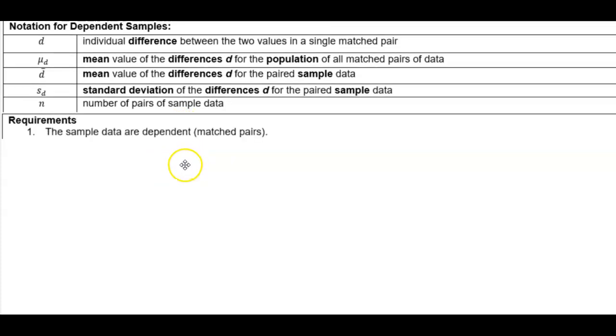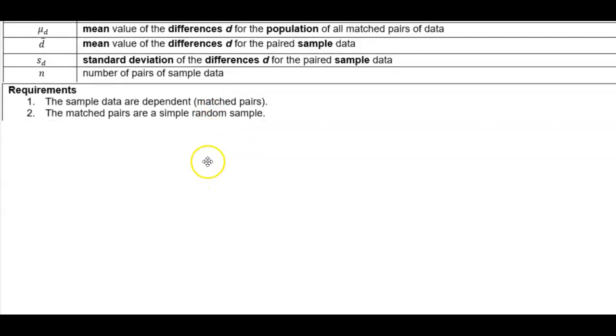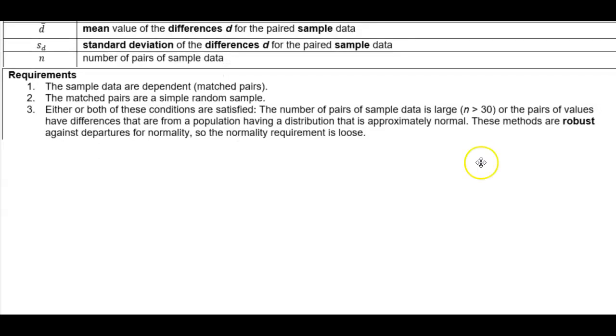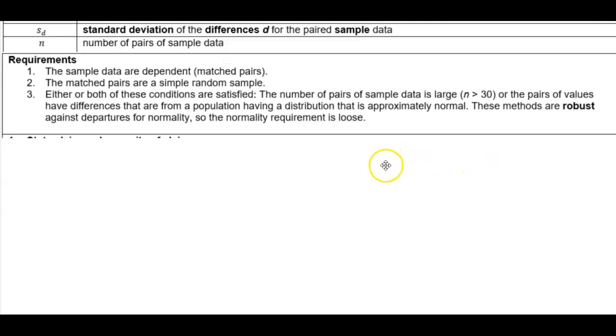Now, requirements. Number one, the sample data are dependent, being matched pairs. Number two, the matched pairs are a simple random sample. Number three, either or both of these conditions are satisfied: the number of pairs of sample data is large, where n is greater than 30, or the pairs of values have differences that are from a population having a distribution that is approximately normal. These methods are robust against departures from normality, so the normality requirement is loose.